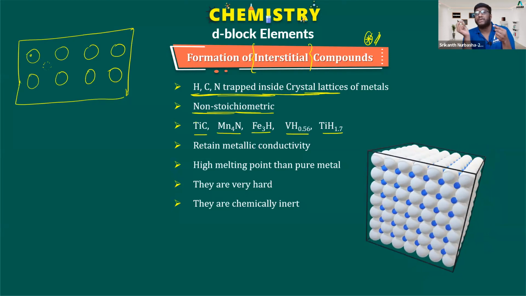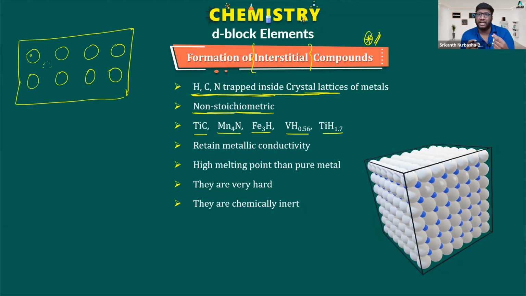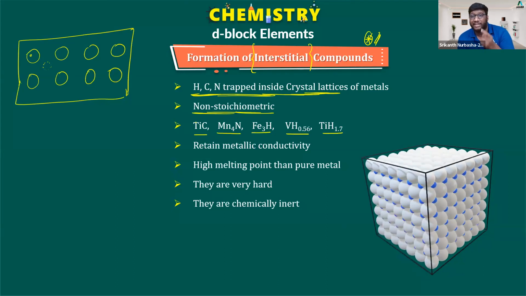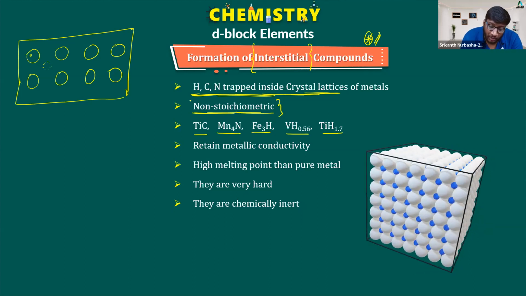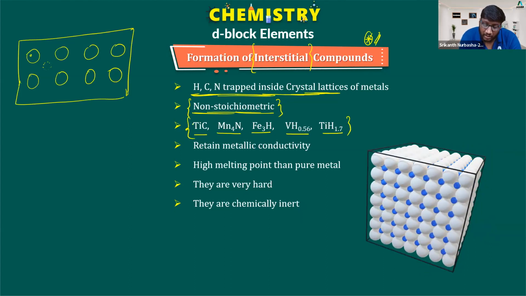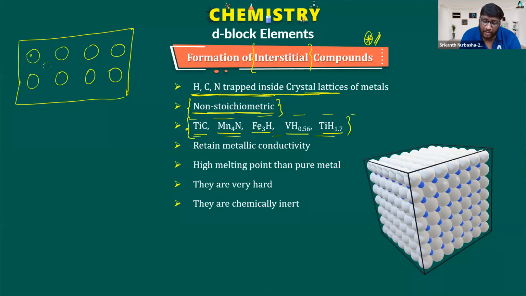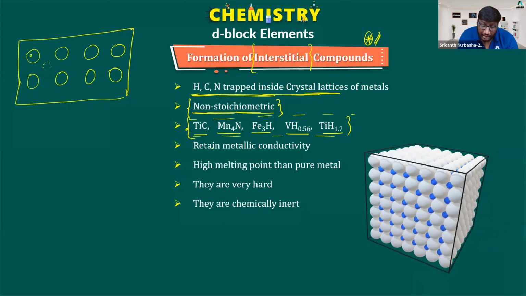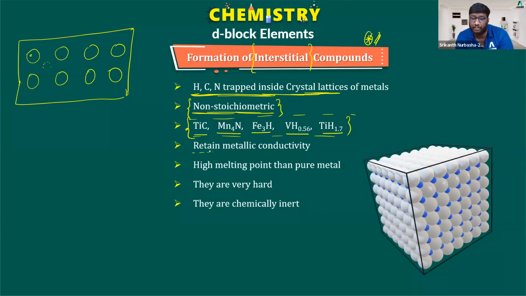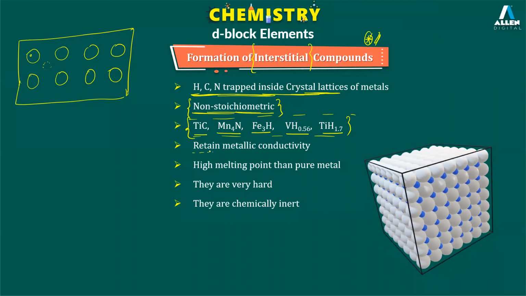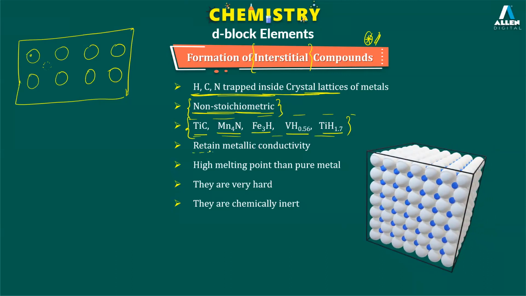Because of the occupation of atoms like hydrogen, carbon, nitrogen at the interstitial sites, the stoichiometry is disturbed and these compounds are non-stoichiometric in nature. Examples are Mn4N, Fe3H, VH0.56. Stoichiometry is not present. And they are going to retain the metallic conductivity. Metals are conductors or not? All the metals are conductors, yes or no? Yes, sir. Why? Keshav, why?